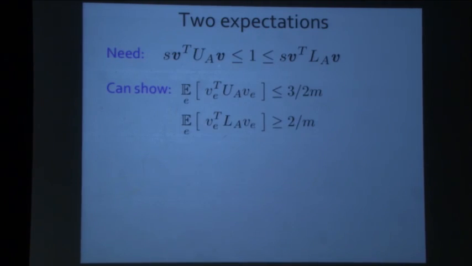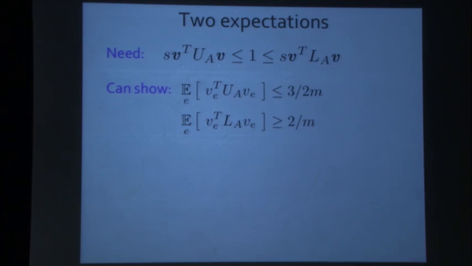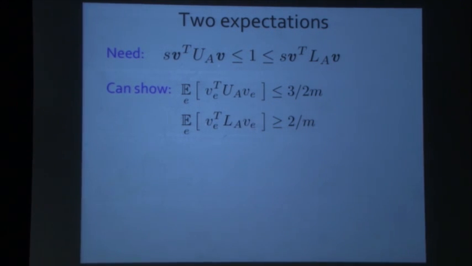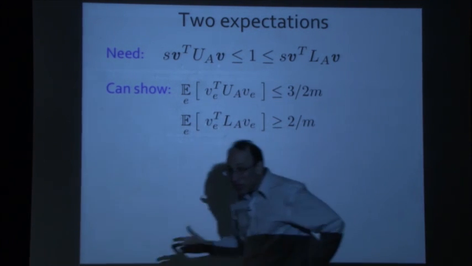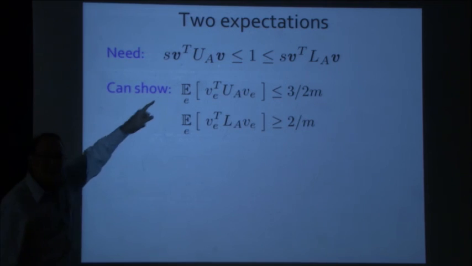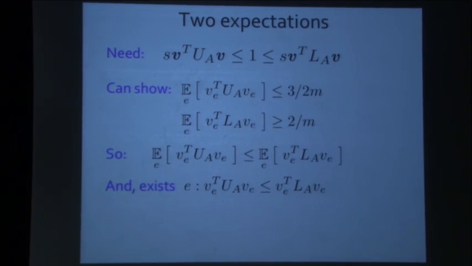So here's what we know, and I will show you very simply in a minute, that we understand what the expectations of these quadratic forms are, which we can do because the vectors are a decomposition of the identity. I know that the expectation of the first quadratic form is at most 3 over 2 times the number of vectors, 3 halves m. And the value of the other quadratic form is at least 2 over m. So this is pretty good. In expectation, things are working out right. In expectation, this one is bigger than that one. So in particular, there does always exist a vector.